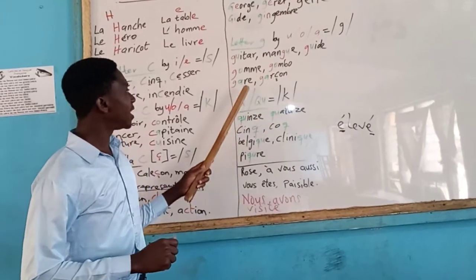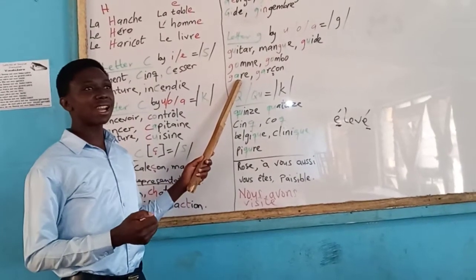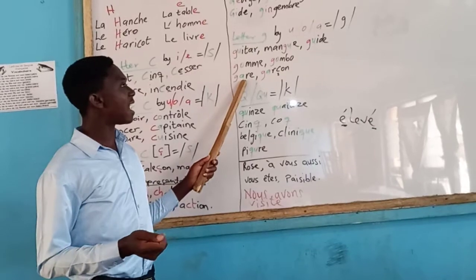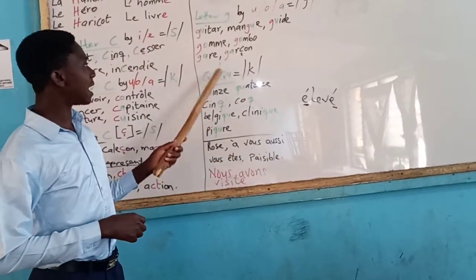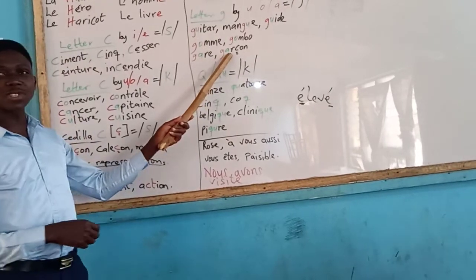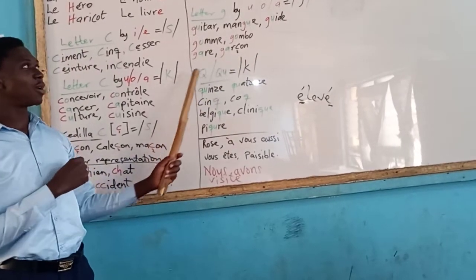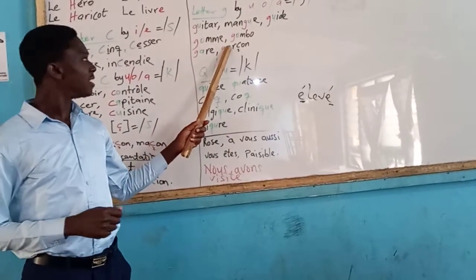Then we have la gare. La gare. Le motoriste a garé sa moto à la gare. Then this word, can you pronounce it? Yes. We've seen it already. That is correct.